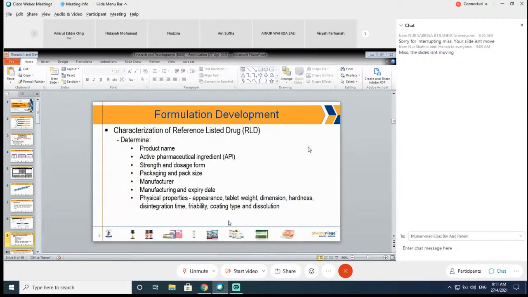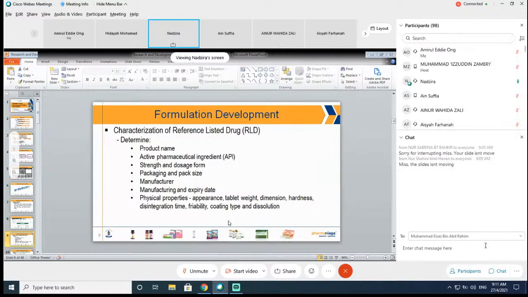So after the comprehensive literature review, we need to characterize the reference listed drug or innovator, which is used as a reference for our generic product development. So we need to determine the product name, the API, the strength, dosage form, manufacturer, manufacturing and expiry date, and also the physical properties, because this information will guide you to develop the generic product. So basically, we can determine all the information by referring to the package insert and also the packaging box of the product.